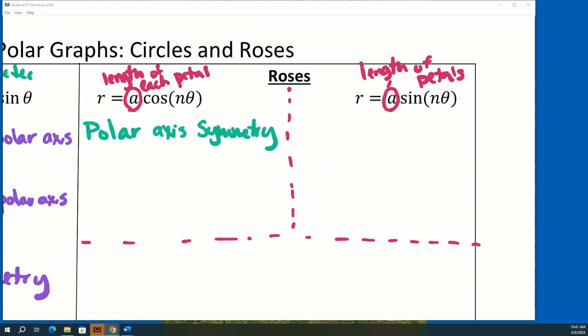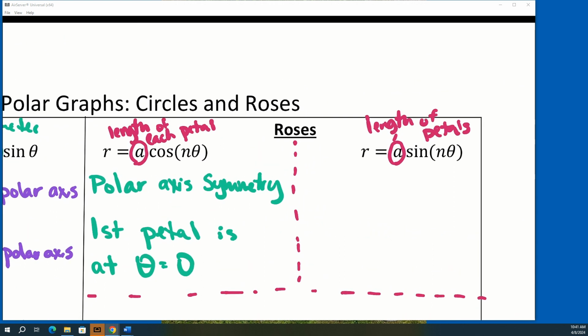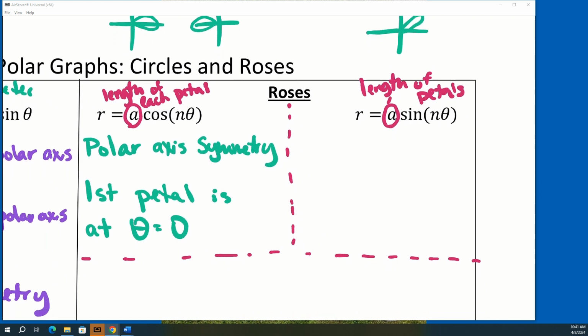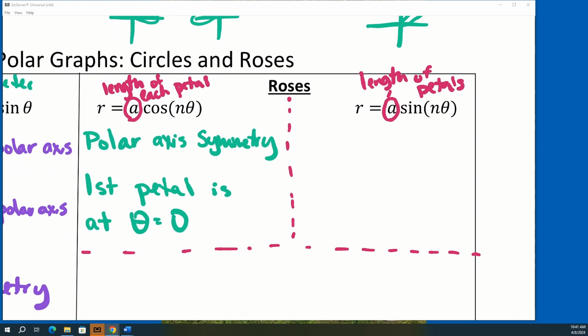Another way you can figure out which is which is on the cosine graph, the first petal is at the angle theta equals 0. So it's going to be on the polar axis. So the cosine one, the first petal could look like that, or technically the first petal could look like that for cosine. For sine, the first petal is always going to be at an angle. A sine rose is not going to go on the polar axis. So that's how I decide which is which: I look at that first petal.